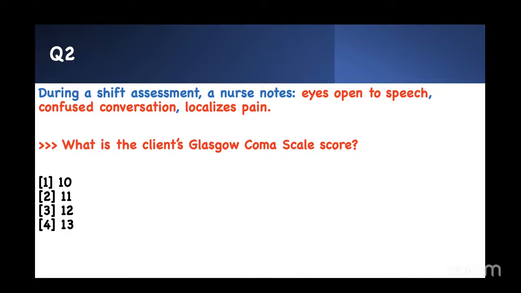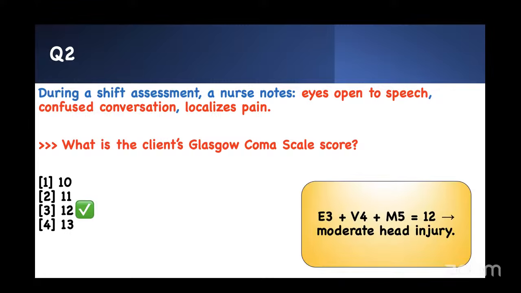There's a way you can learn them. There's a trick, right? Patients do not open their eyes spontaneously, they open their eyes to speech. Therefore, they're not going to get the full point. Patient is confused, not oriented. Therefore, he cannot get full point for the verbal. Patient localized, that means not obeying command, so cannot get full point. So you have to subtract points from it. Based on the calculation, it's losing 1 point from each. If the total is 15 and you lose 1 point from each, you're going to have 12. And so this is the problem.